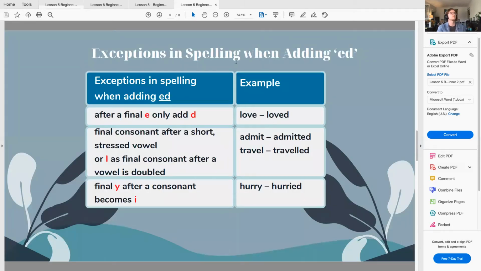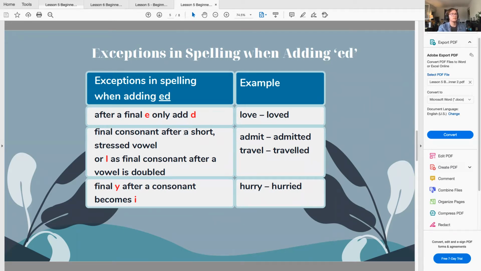Now, there are some exceptions when adding the ed on the end. So if we take a look, when the final letter of a verb is E, you only add the D. You don't need to worry about adding that second E. So with love, it would be loved. That E at the end of love does all the lifting that the regular E would on a verb that doesn't end in E.